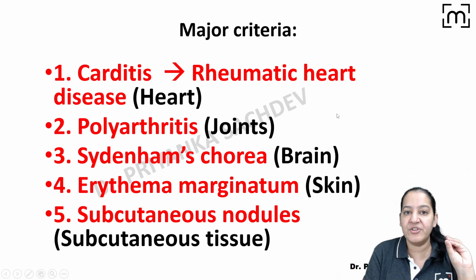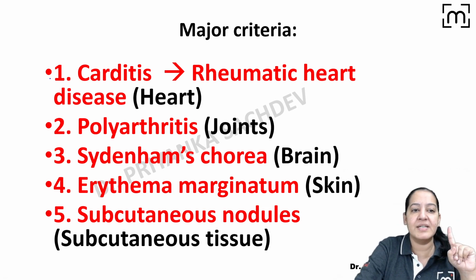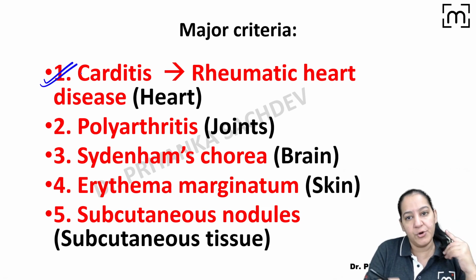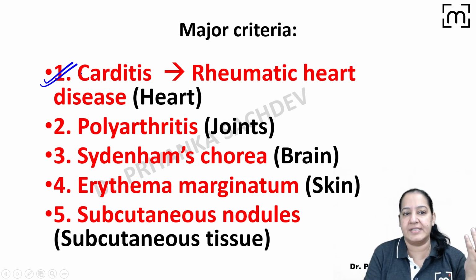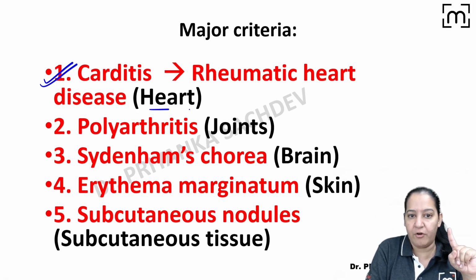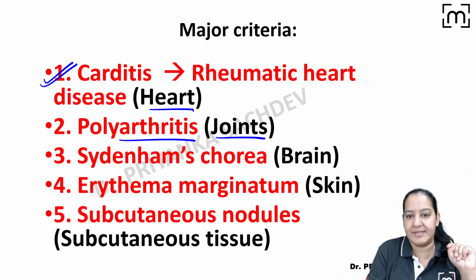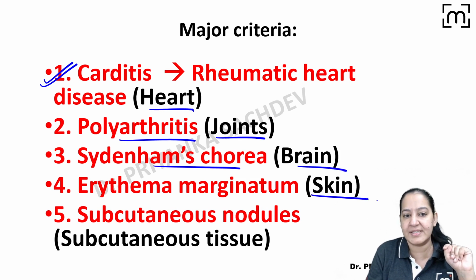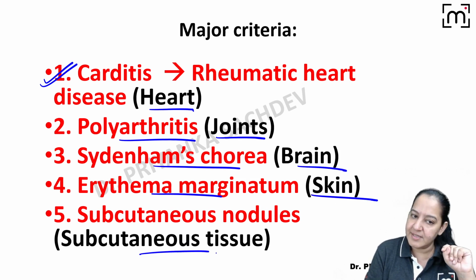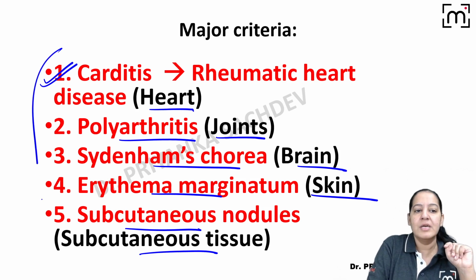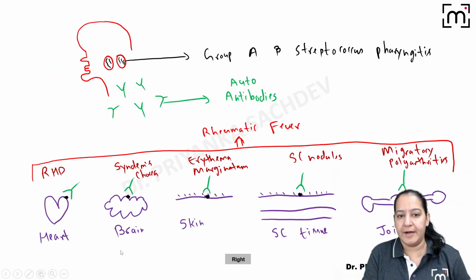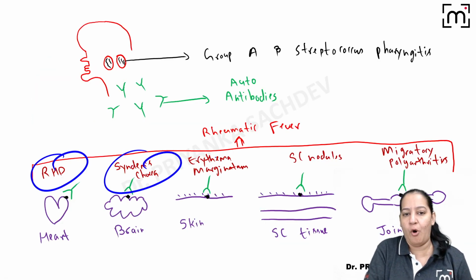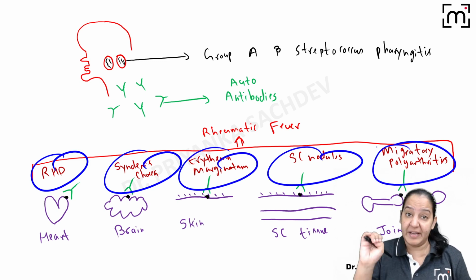So the 5 major criteria are in front of you. The first is carditis, that is rheumatic heart disease, the heart involvement. In the joints, it is polyarthritis. In the brain, it is Sydenham's chorea. In the skin, it is erythema marginatum. And in the subcutaneous tissue, it is subcutaneous nodules. So these are the 5 major criteria. You know, the 5 diseases in 5 organs. These are Jones' 5 major criteria.